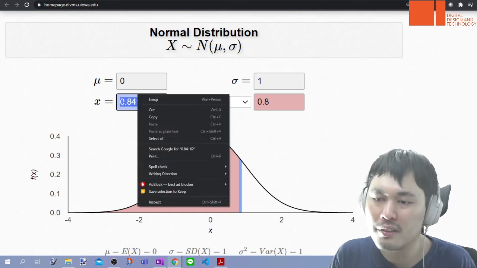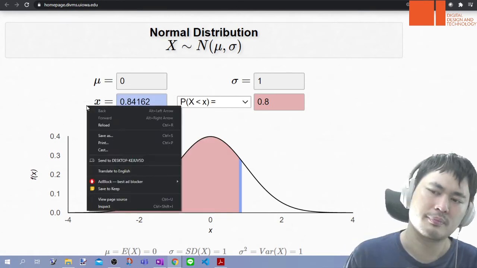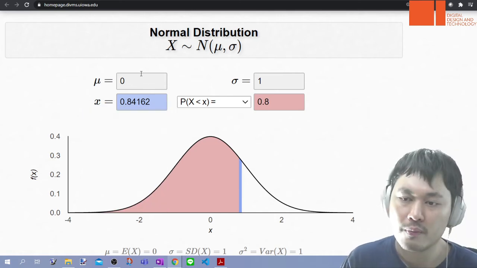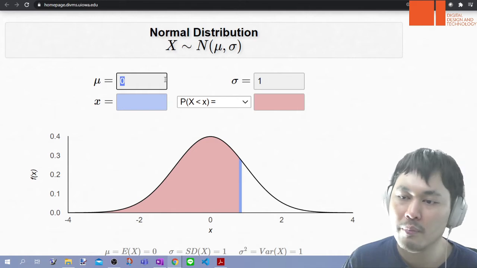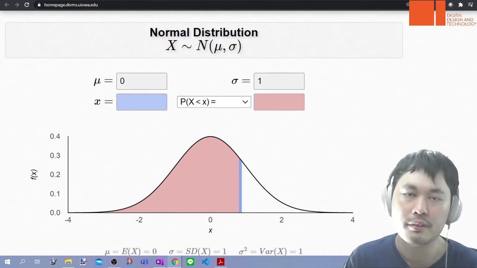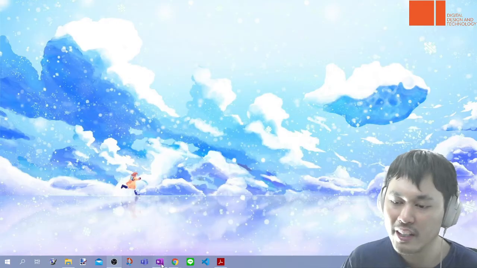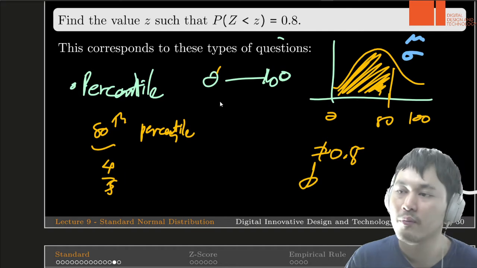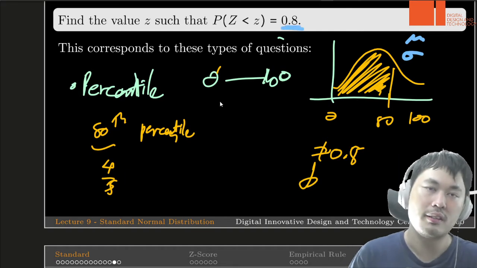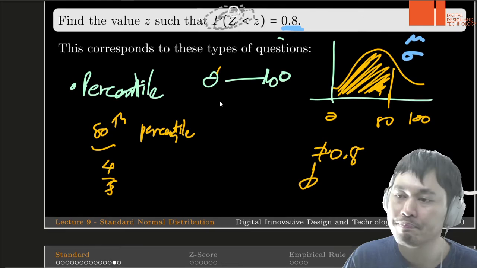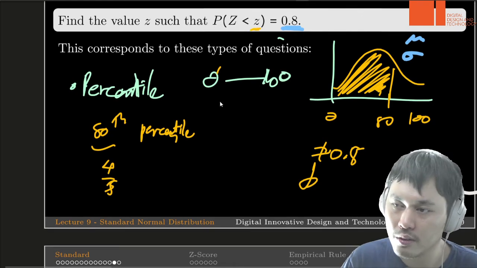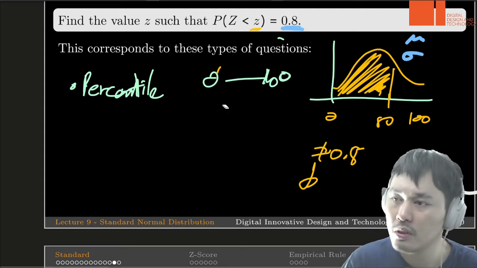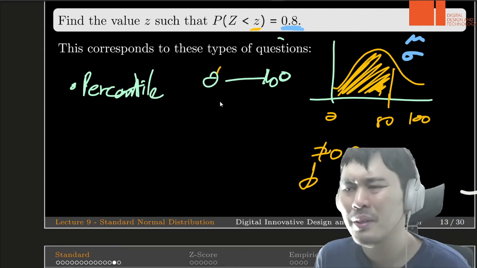Right, and so it says it's about 0.84, which you still have to compute, and adjust the mean, the mu and the sigma, to the right numbers. But the idea about the percentile and the value is that they are two different things. The percentile is represented by the probability, but the value itself is represented by the range.